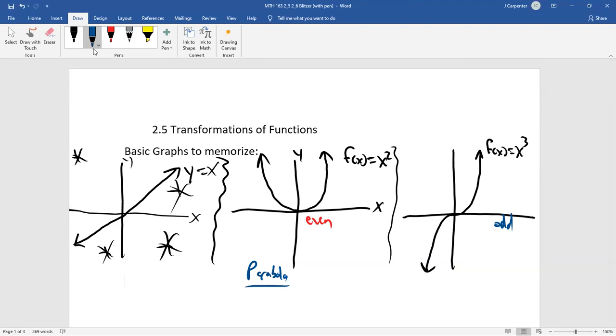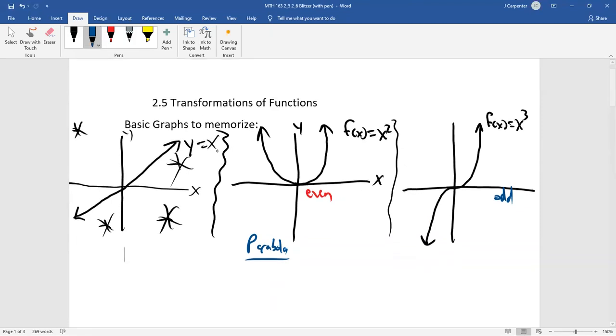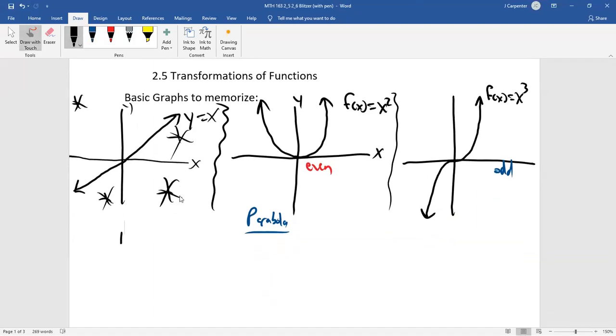P-A-R-A-B-O-L-A, parabola. There we go. And then this is just known as the cubic, C-U-B-I-C. All right, so next up, this one kind of looks like, I forgot my axis names here. There we go. Make that a little more prominent of a y.